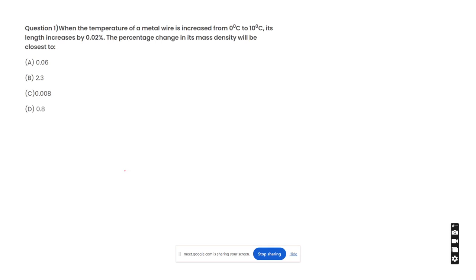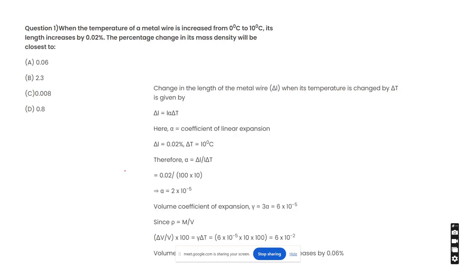So now let us go to the second problem. The question is, when the temperature of a metal wire is increased from 0 degree Celsius to 10 degree Celsius, its length increases by 0.02%. The percentage change in its mass density will be close to what? Here you have to just think about the expansion part. The density part is an extra section that you will study later, but you already know it from earlier classes. So first you find the coefficient of expansion, alpha.